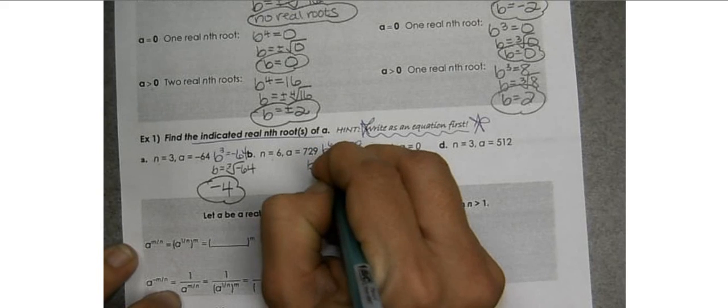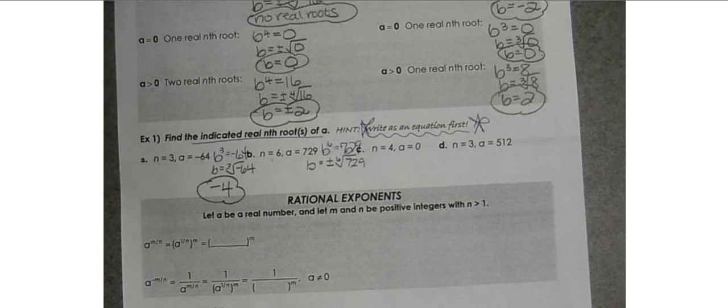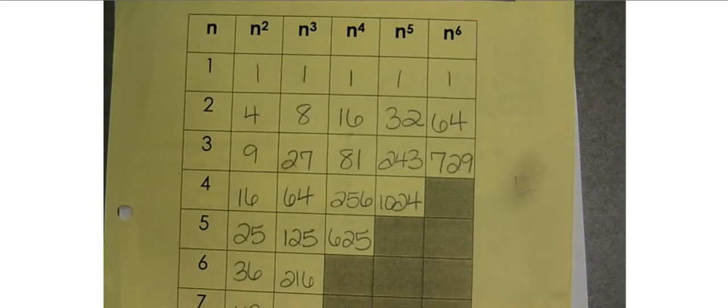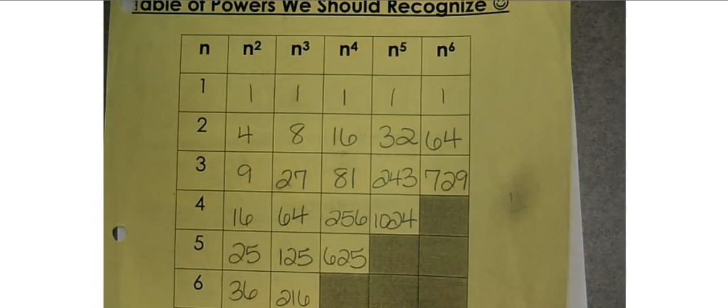In letter B, if n is 6, that means we would think about our exponent being 6. And we're going to think about solving b to the 6 equals 729. To do that, we would take plus or minus, because it's even, the 6th root of 729. And again, we could look on our chart. We look under n to the 6 and 729, and we see that the 6th root of 729 is 3. So our answer is not just 3, but because it was an even root, plus or minus 3.